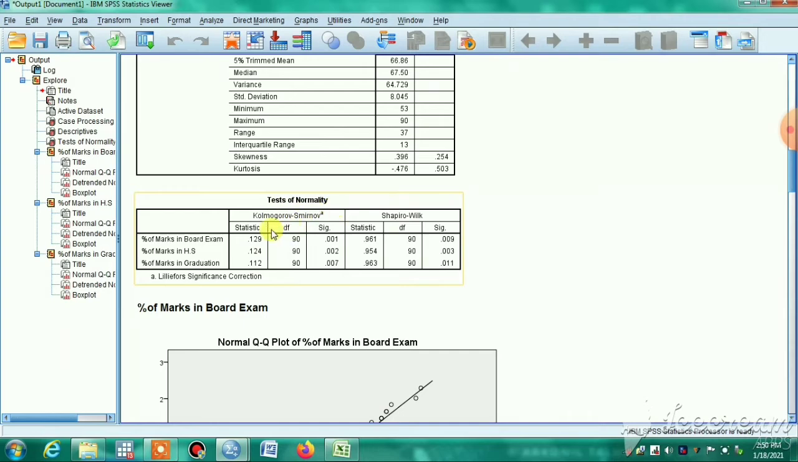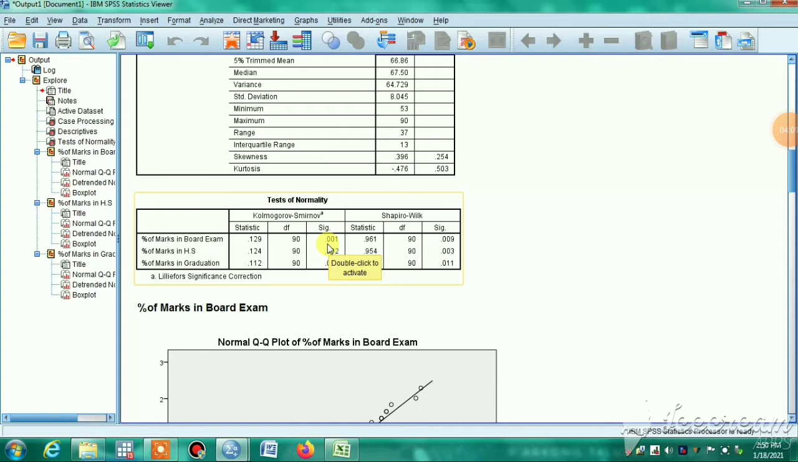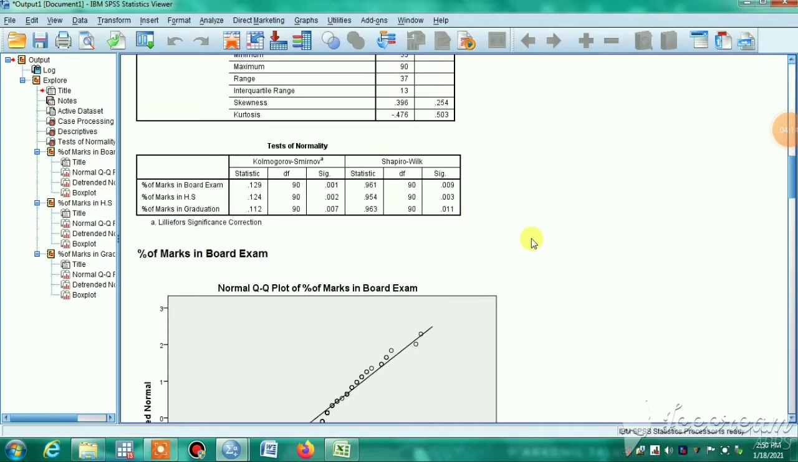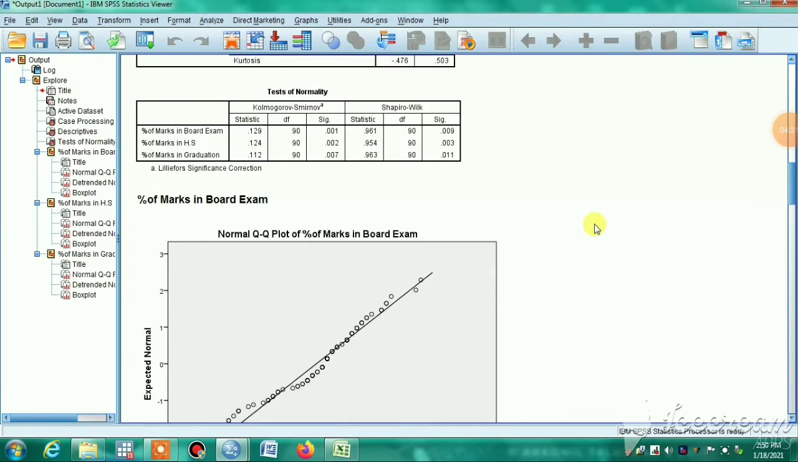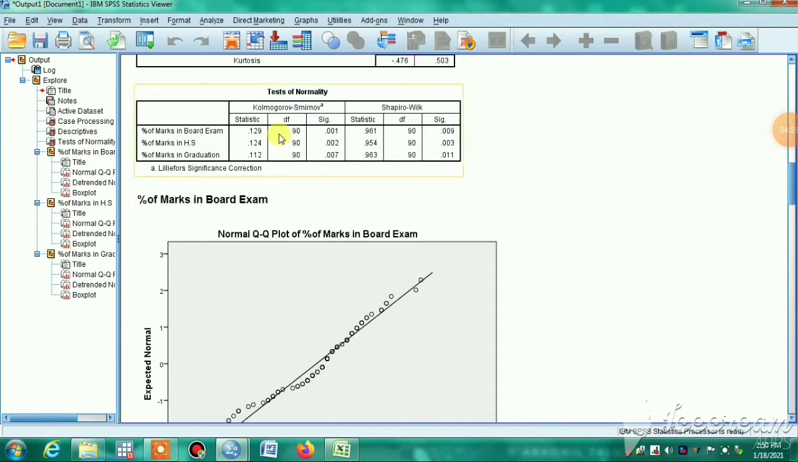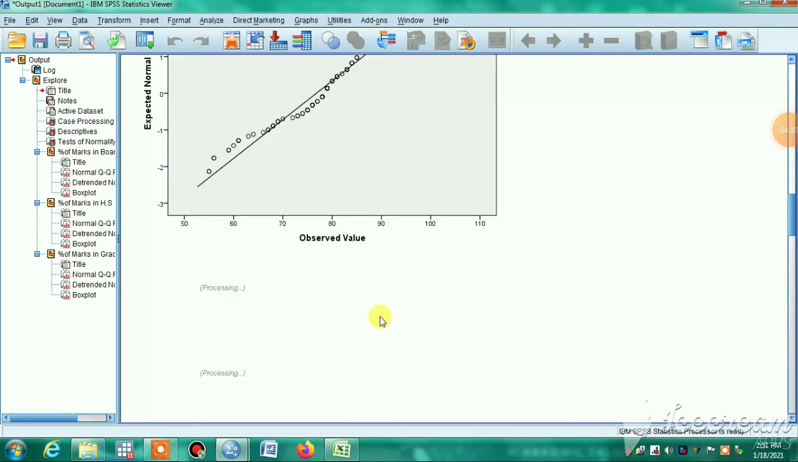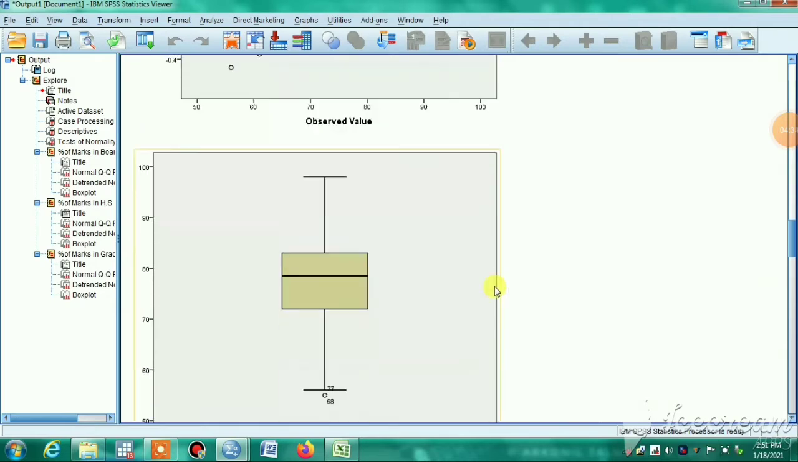Now these are the tests for normality. The Kolmogorov-Smirnov test shows the normality assumption is rejected because it is significant: 0.001, 0.002, and 0.007. So the normality test corresponding to KS, popularly known as the KS test, is rejected. This data structure, or hypothetical data structure, violates the multivariate normality assumption. Similarly, the normal QQ plot shows deviations from normality.